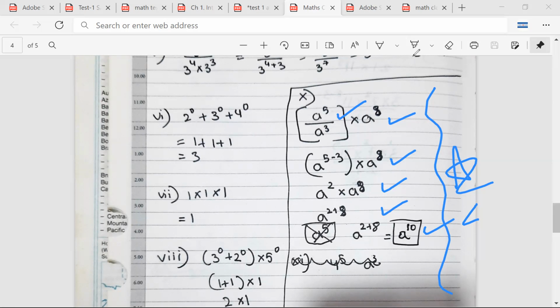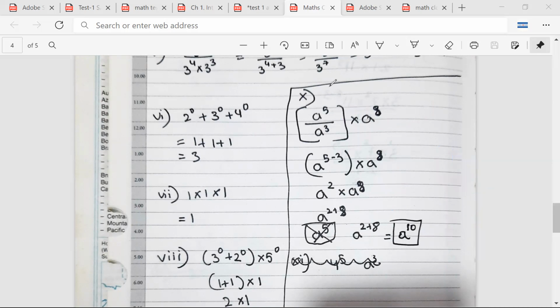Soumya, any doubt? Yeah, I had a doubt on this one. Can you explain it? I did not get it.